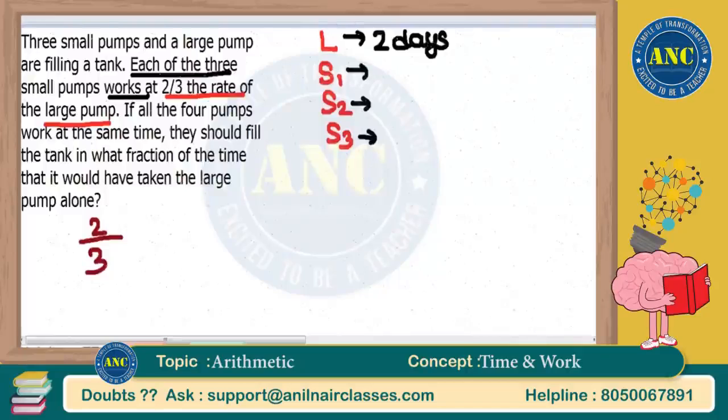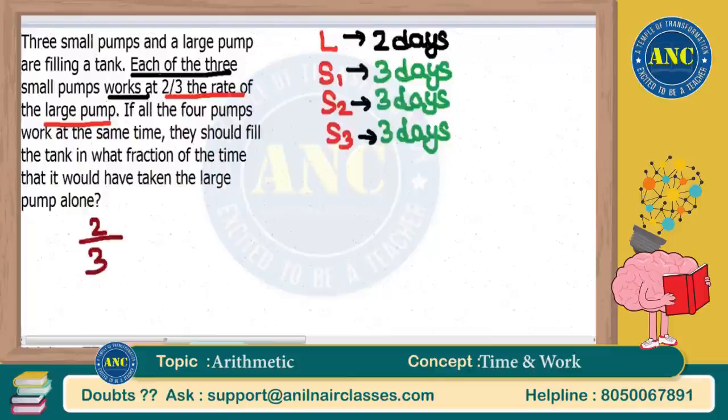If the large pump is taking 2 days, each of the 3 small pumps works at 2/3 the rate of the large pump. That means the small pump will take 3 days. Small will always take a larger number of days compared to the larger one, right? If the larger pump takes 2 days, smaller pumps will definitely take more than 2 days. So 2/3 gives 3 days. This is what I understood initially.